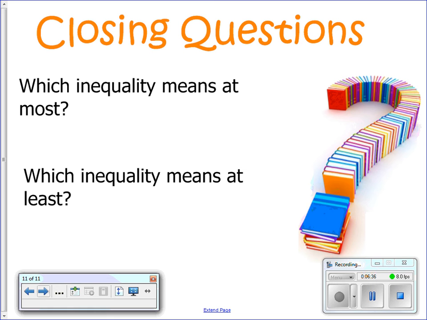Which inequality means at most? That's our less than symbol. Less than or equal to. Which inequality means at least? Greater than or equal to.